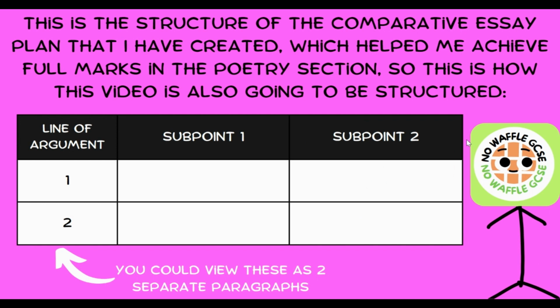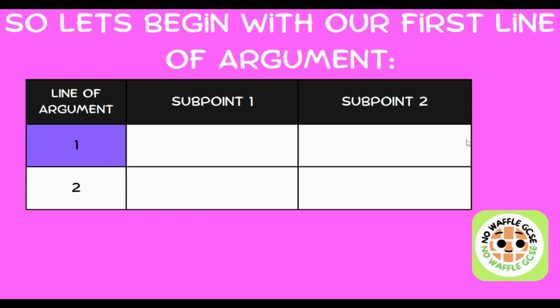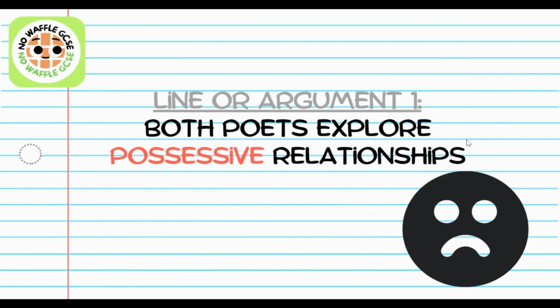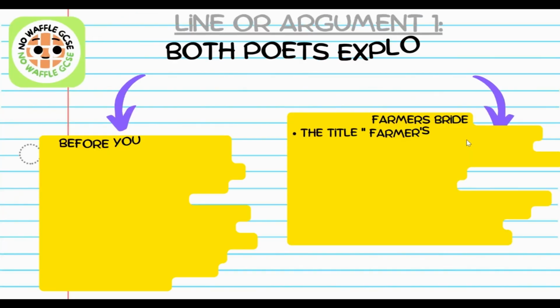Now this is the structure of the comparative essay plan that I used for poetry that got me 4 marks. So I did 2 different lines of argument, and then I put the subpoints in each line of argument. Let's begin with the first line of argument for this comparative essay. Both poets explore possessive relationships. So let's look at the 2 subpoints for this line of argument.